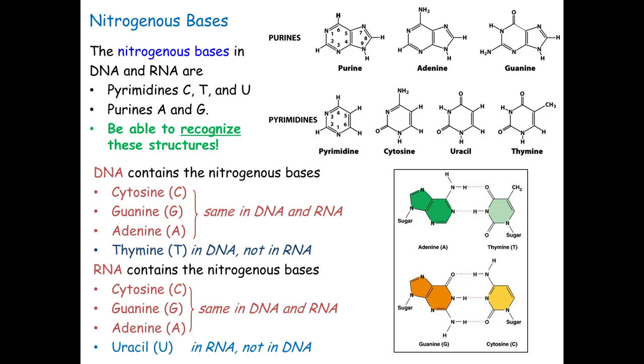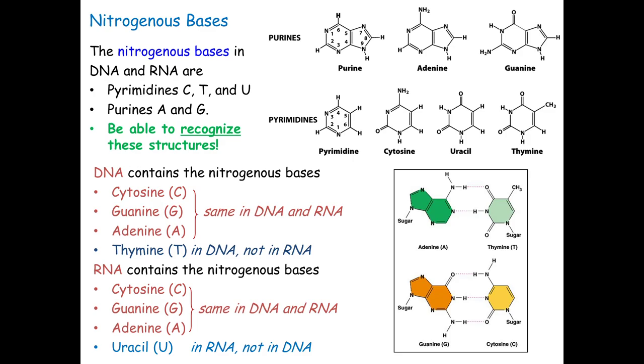Because if you see a double ring, you know it's a purine. How do you tell A from G? If you see a single ring, how do you tell C from U and U from T? The easy way to tell them apart is to remember what binds with what. So look down below real quick.